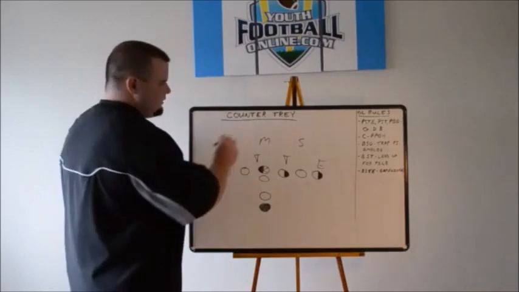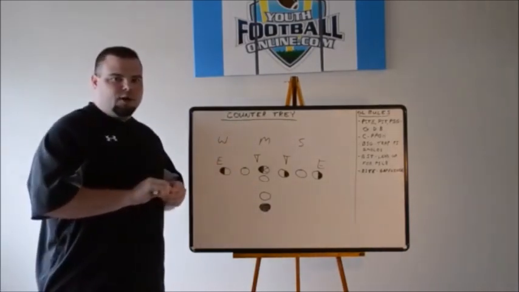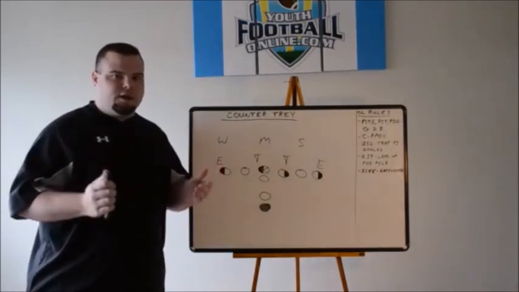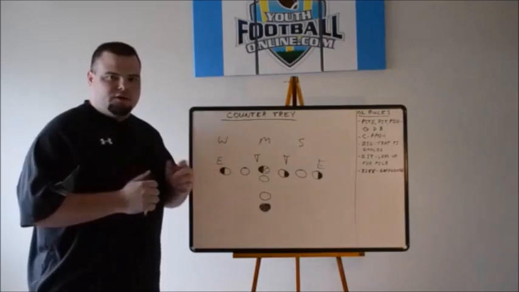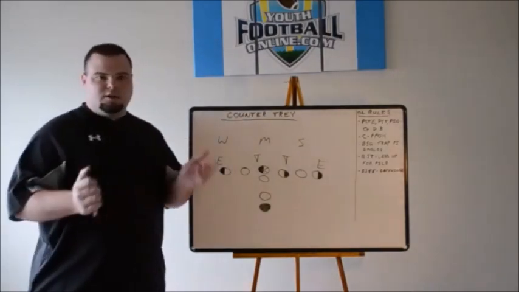Today we're going to be discussing the counter Trey scheme. Counter Trey is a play out of the I formation which gives you a false influence by the fullback. Most defenses out there and people I've been around have always said follow the fullback whenever you see an I formation team. He'll take you to the play.